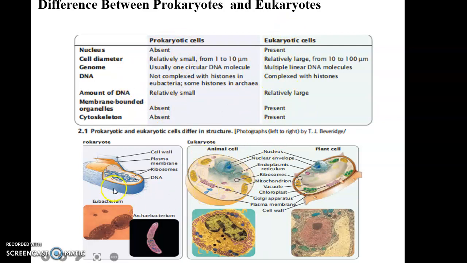Here are the figures of the prokaryotic cells and the eukaryotic cell. This is basically the animal cell, and this is basically the plant cell, which indicates different types of membrane bound organelles present within the plant. Here you can see that these are the membrane bound organelles which are present within the eukaryotes.